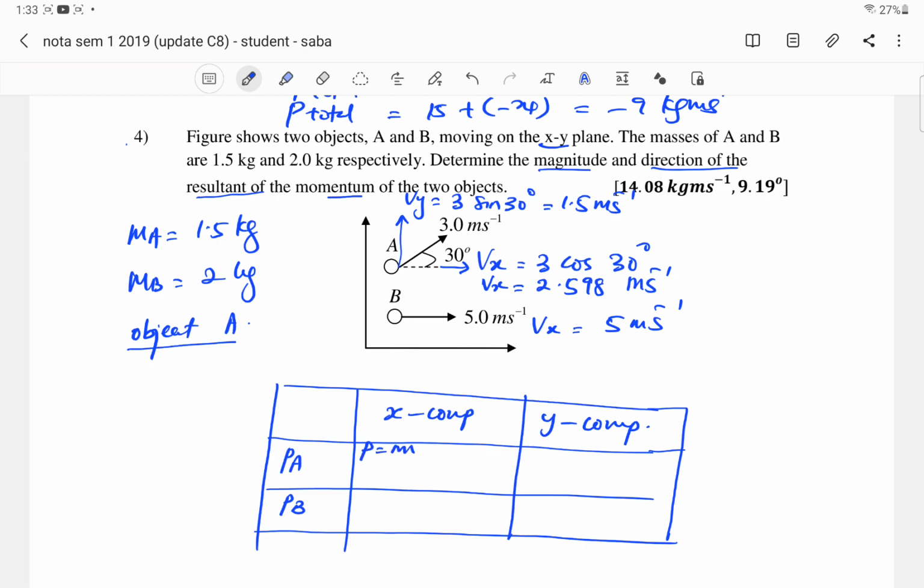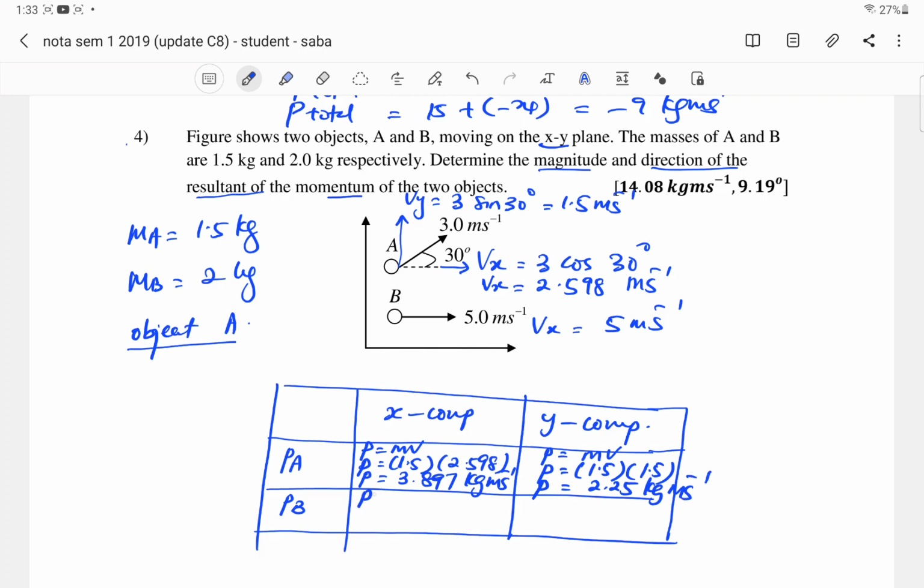So for PAX, P equal to MV. Mass is 1.5, VAX 2.598. So P jadinya 3.897 kilogram meter per second. PAY, P equal to MV, mass is 1.5, V is 1.5. So P equal to 2.25 kilogram meter per second.